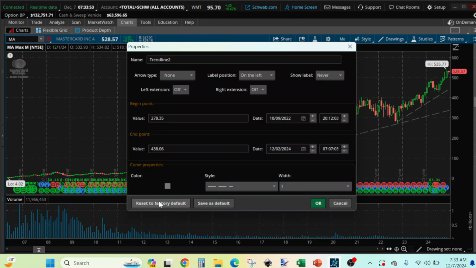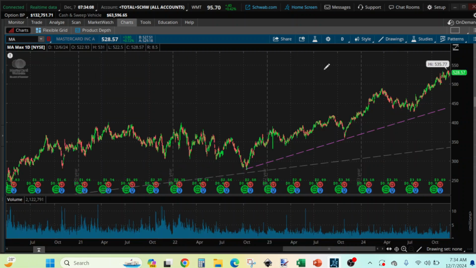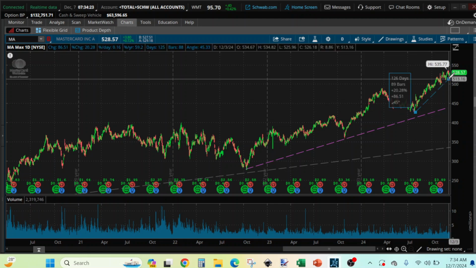Okay, so now that's all we need the maximum monthly chart for, to see the overall trend of the stock, trace some long-term trend line, and come back to the maximum daily chart. On the maximum daily chart, we will be able to trace more trend lines, and we can trace a 1 year trend line there as well.